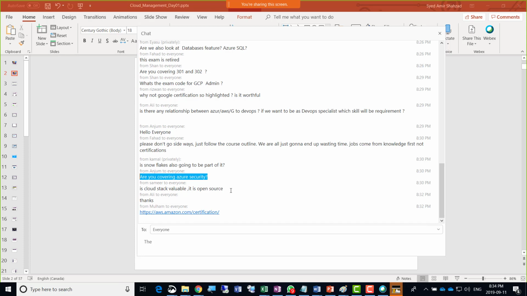Some companies are going for a less expensive solution, and that is CloudStack. Azure Stack is there, AWS stack is there, Google stack, and then there's the open source stack there as well. You're welcome. Okay, Mulham is saying there's that Azure certification. Mulham has actually given the link for AWS certification.